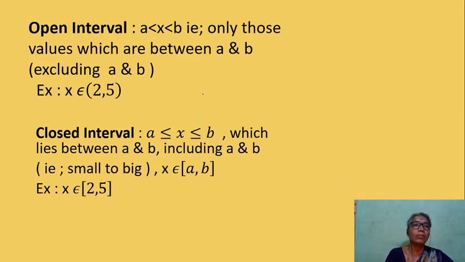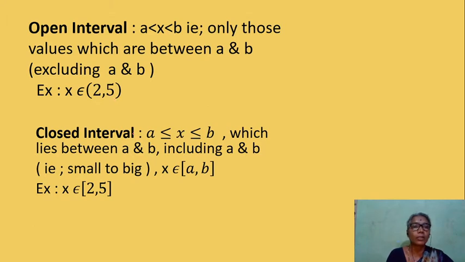So let us see what is the open interval. You have already learned in the lower grade classes what the open interval is. Simple steps I have taken here. x lies between a and b, that is, only those values which are between a and b, excluding a and b. So if I take a as 2 and b as 5, we put it as an open bracket. That is, an element x belongs to the open interval (2, 5).